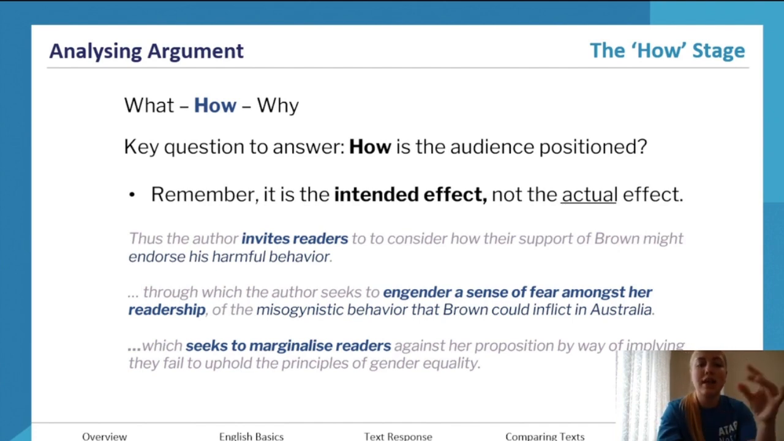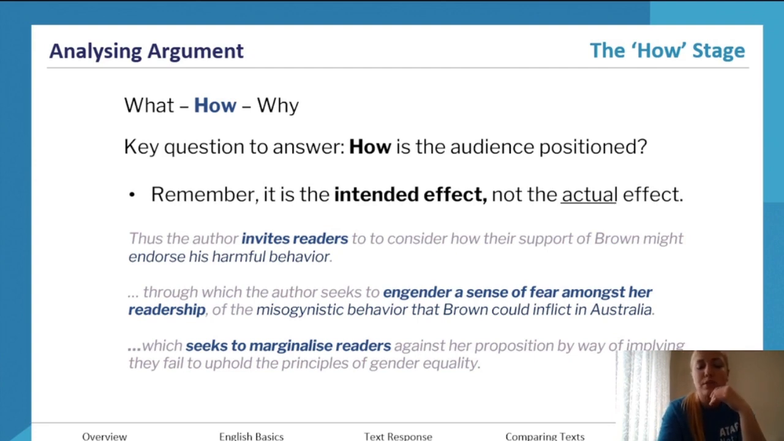Remember, intended effect is how are we making the audience think, what are we making them feel or do. It could also, we could say, it encourages them not to support him in general. But in this case, it's to make them think something. For which the author seeks to engender a sense of fear amongst her readership of the misogynistic behavior that Brown could inflict in Australia. So the intended effect is trying to make the audience feel fear, feel scared of Brown potentially coming and causing more havoc in Australia by performing there.